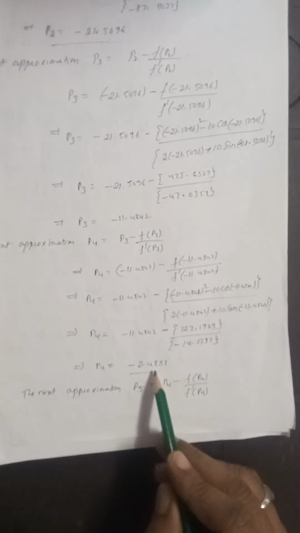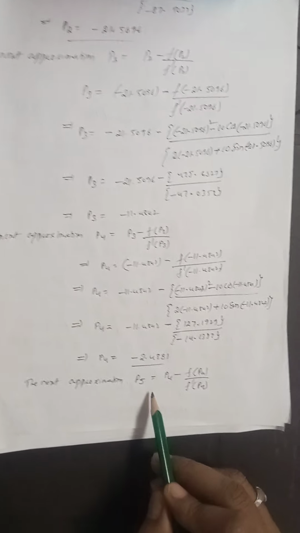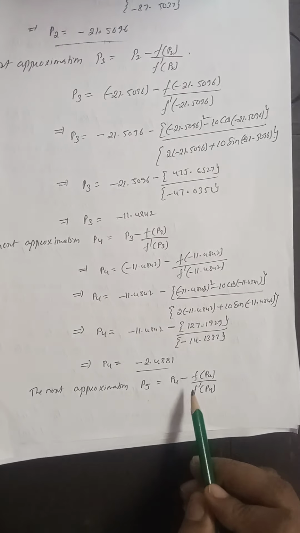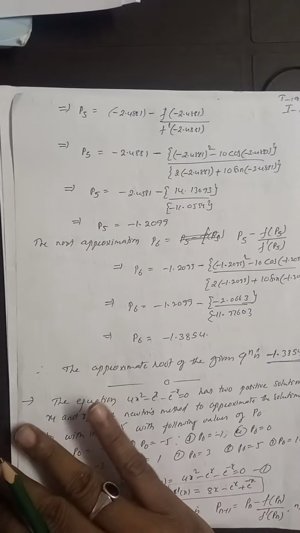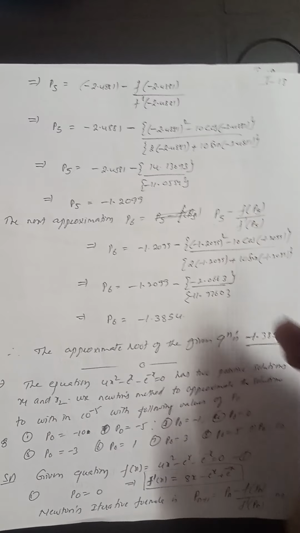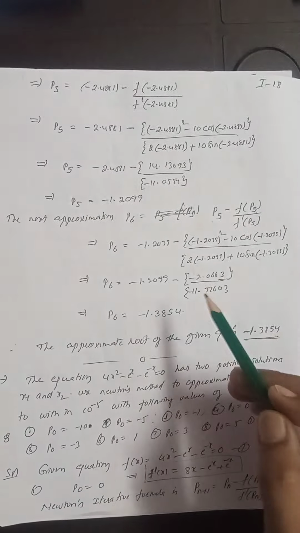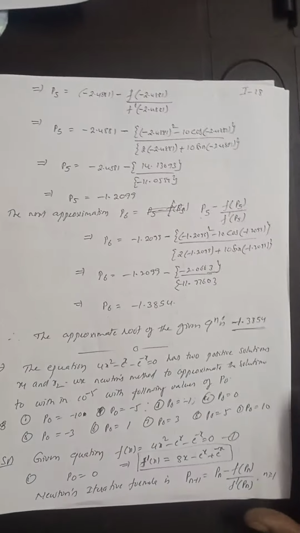881 minus 2.4881. The next approximation is given by P5. What is the formula? P5 is P4 minus f of P4 by f dash of P4, right? Now again we are finding the f of P5 value, and the next approximation is given by P6. What is the formula? P6 is equal to P5 minus f of P5 by f dash of P5. Again in the same fashion we are calculating. P6 is equal to minus 1.3854, right?